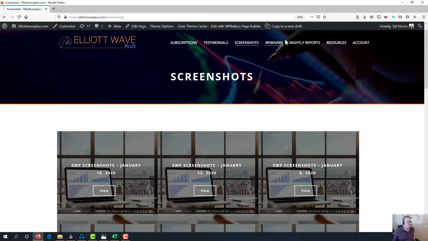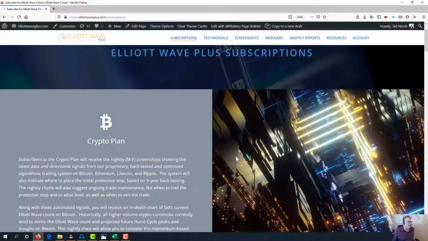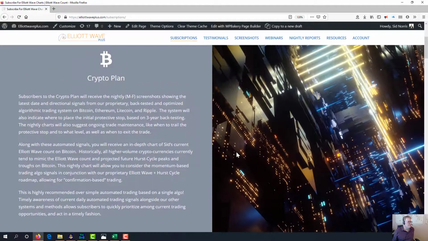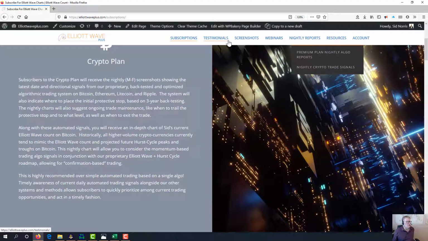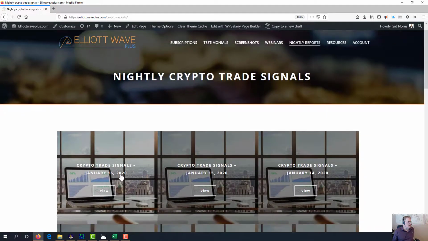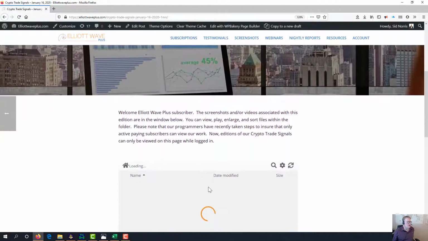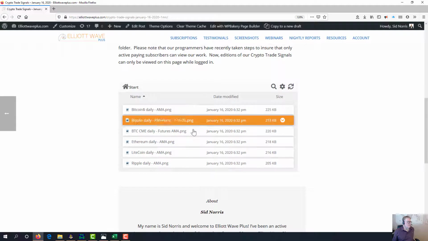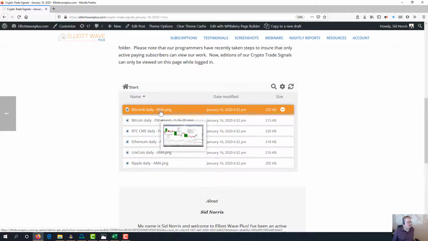Before we get into that, I'll start with the levels of service and show you the crypto plan. Subscribers to the crypto plan, the only one of these tabs that will actually work when you're logged in is the nightly crypto trade signal. So for instance, this is the January 16 of 2020 edition of the crypto trade signals, and it shows all of the screenshots that the crypto signals subscribers receive nightly.